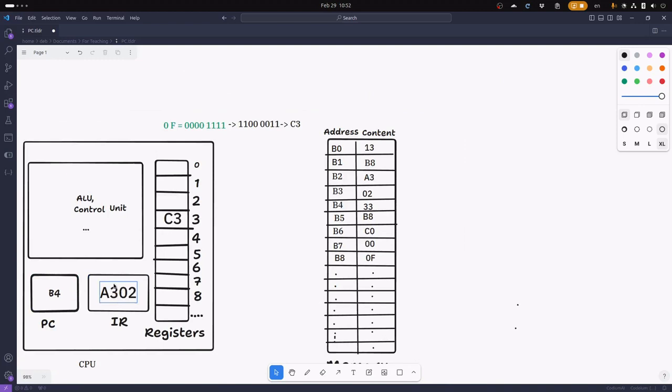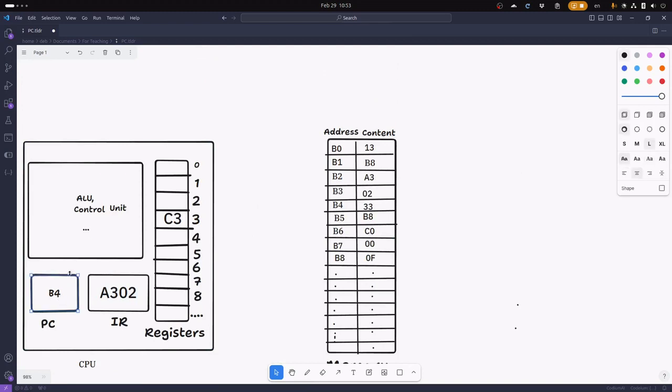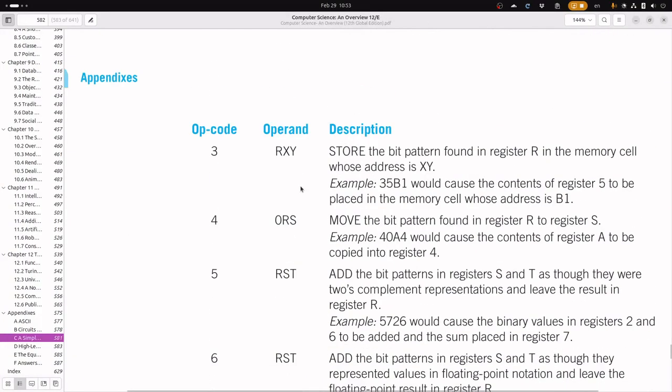So again, the instruction got executed. So again, go to the program counter. It's B4. Let's go to B4. Now the instruction is 33B8, right? Okay, let's keep that aside. So go to memory cell B4. The instruction is 33B8. Load it here in the instruction register, 33B8, and we load it, change the value of the program counter to B6, right? And now decode and execute this value. Let's go to here.